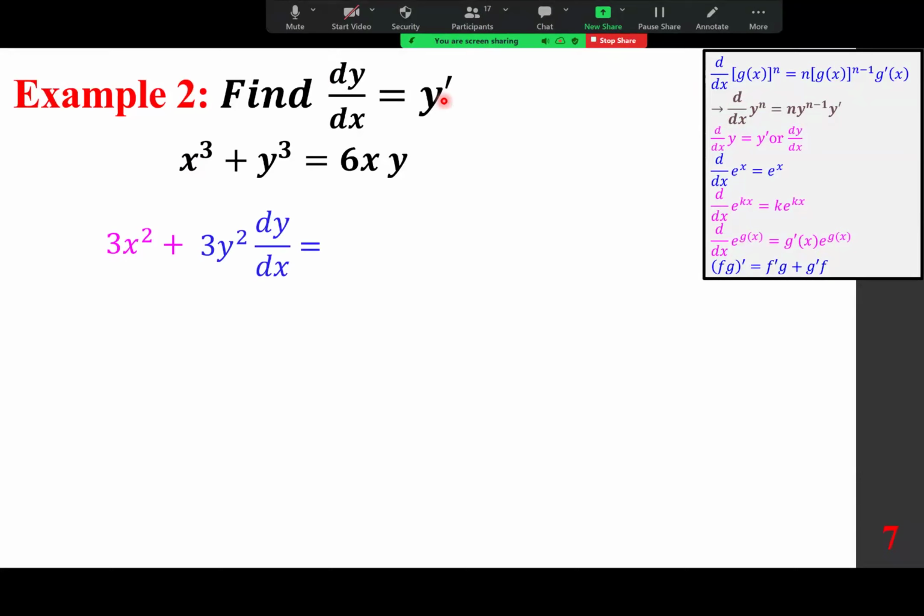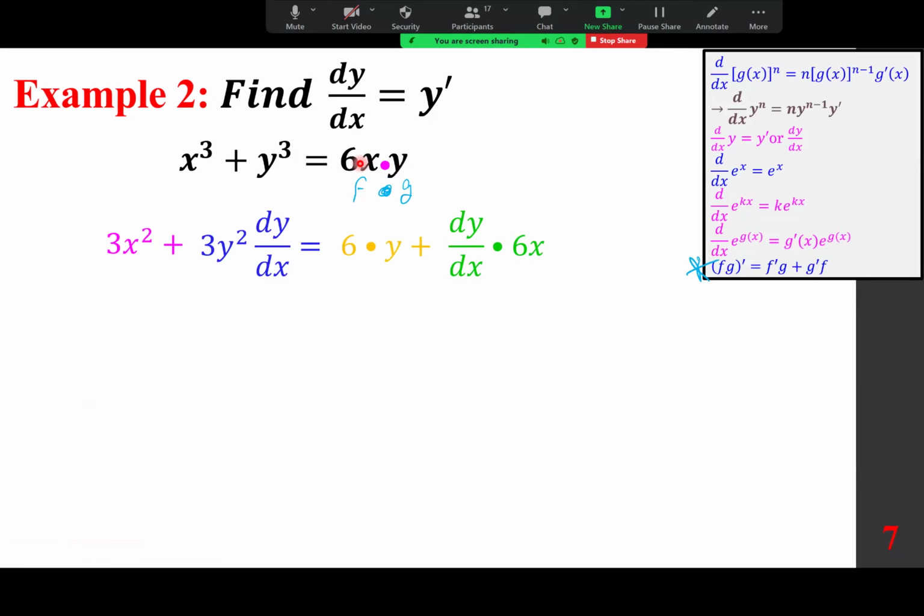Now, the right side is the product of two pieces. So I'm going to put a raised dot in between, and I'm going to call this f times g. And I'm going to use the product rule. So I need f prime, which is 6, times g, which is y, plus g prime, the derivative of y, which is just y prime or dy/dx, times f, which is 6x.